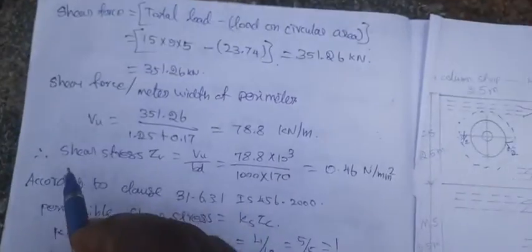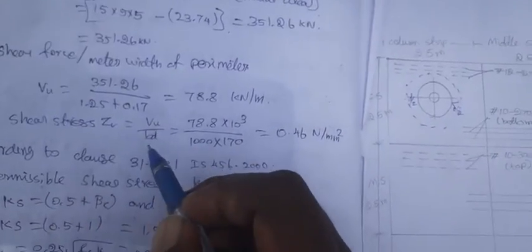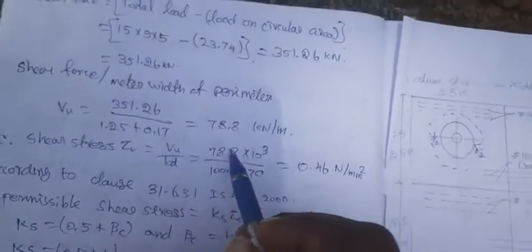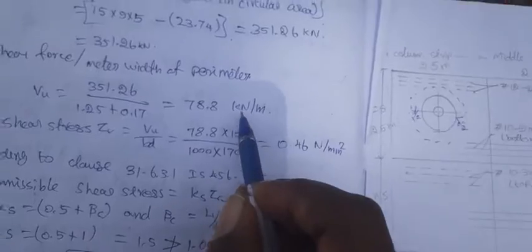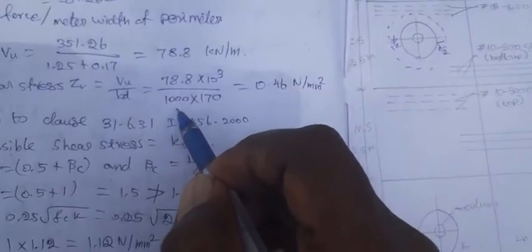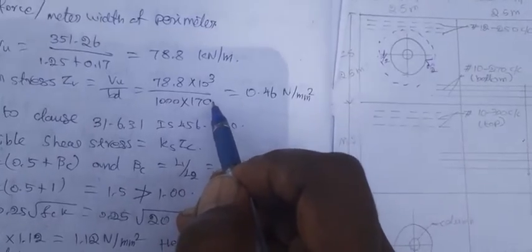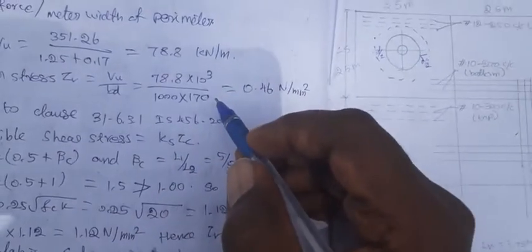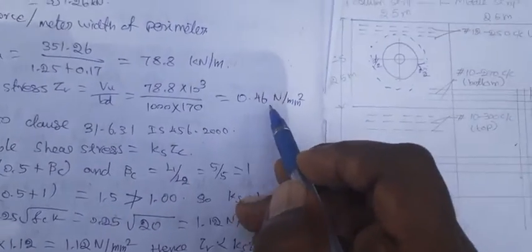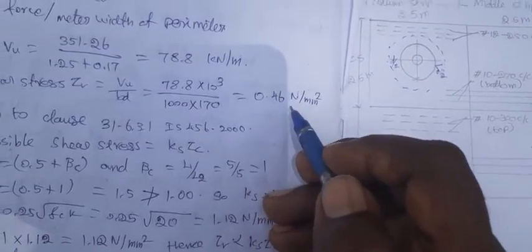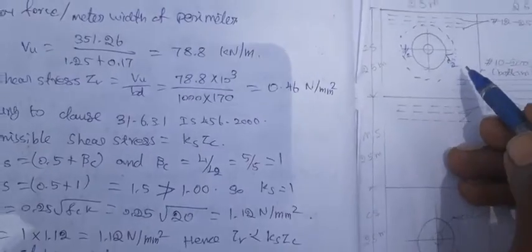Next, the shear stress tau is equal to Vu divided by b d, force by area. So the force Vu is 78.8 into 10 power 3, converting kilonewton to Newton, divided by 1000 into b, per meter length. d is 170 mm, which is nothing but the thickness of the slab. Its value is 0.46 Newton per mm square. So this is the actual stress acting on that section.